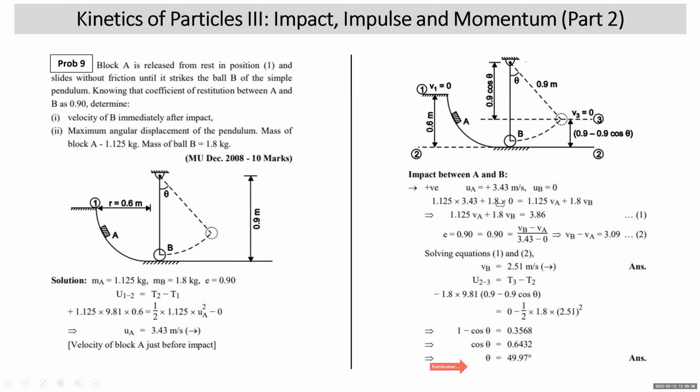So in this problem also, we have come across 3 stages of the solution. The first stage is the work energy principle to get the velocity of the block just before impact. Then we considered direct central impact between A and B, and then we applied the work energy principle on ball B so as to get the angular displacement theta. Let's move to the next sum.